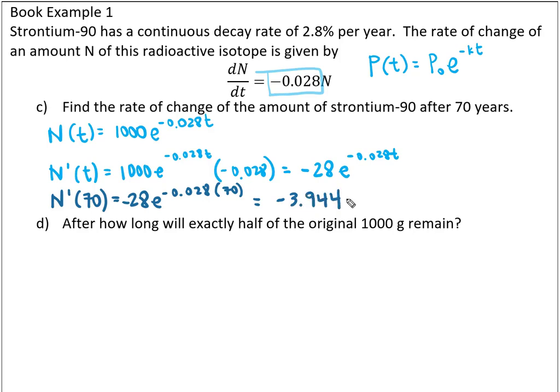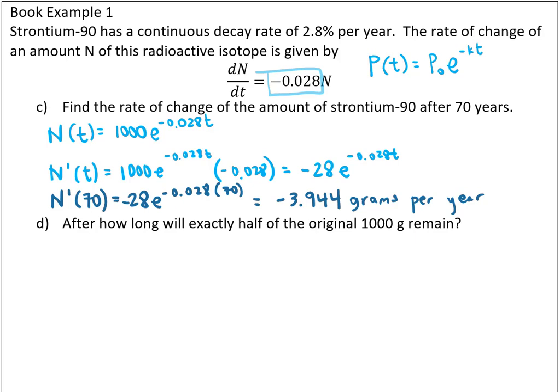How do you know the units on this answer? We go back to this question. It says dN/dt. That's a change in N over the change in t. N is how much radioactive isotope we have in grams, and t is how many years. So we're declining by 3.944 grams per year. All right.